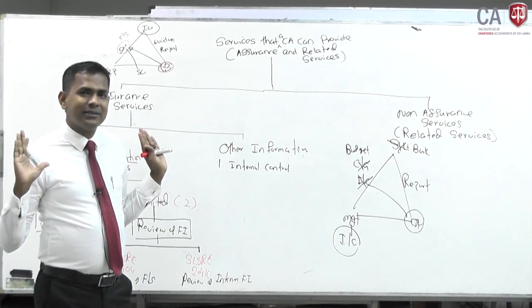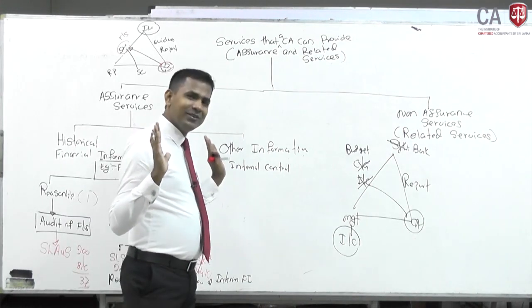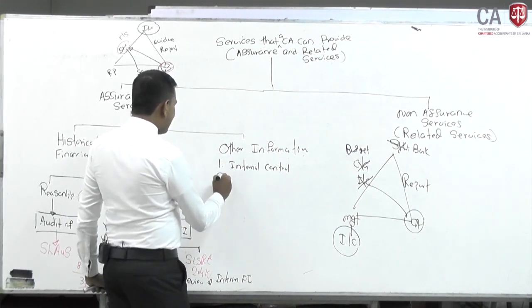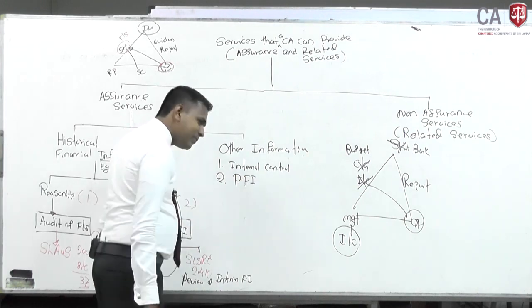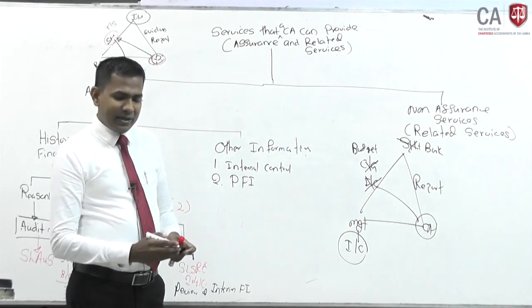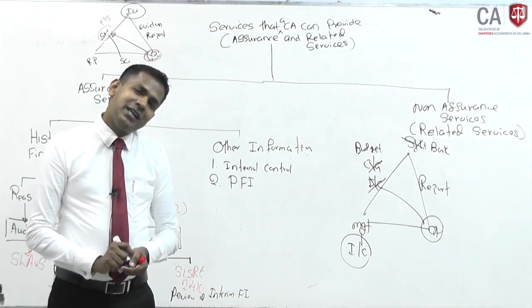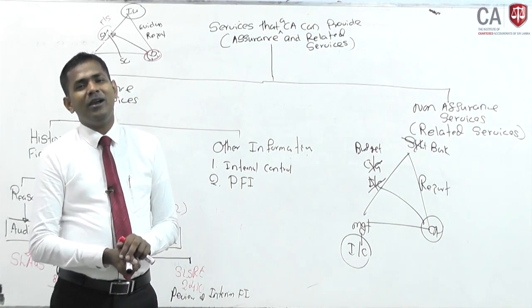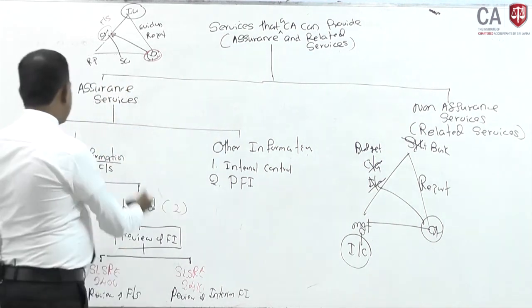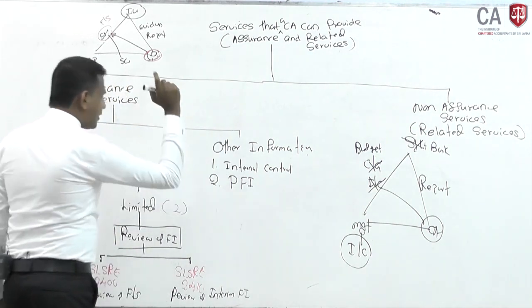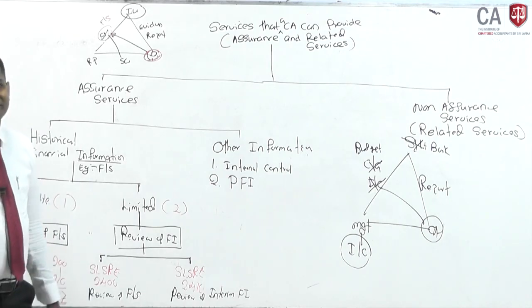We are equipped, right? So now the second thing we call PFI, prospective financial information. This is historical, and this is prospective financial information.